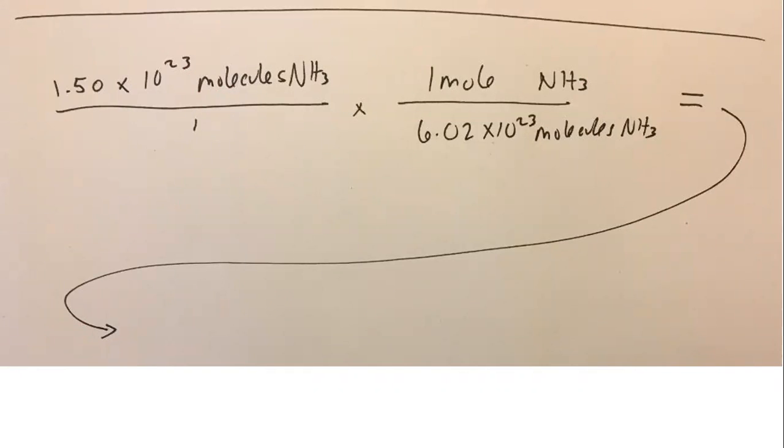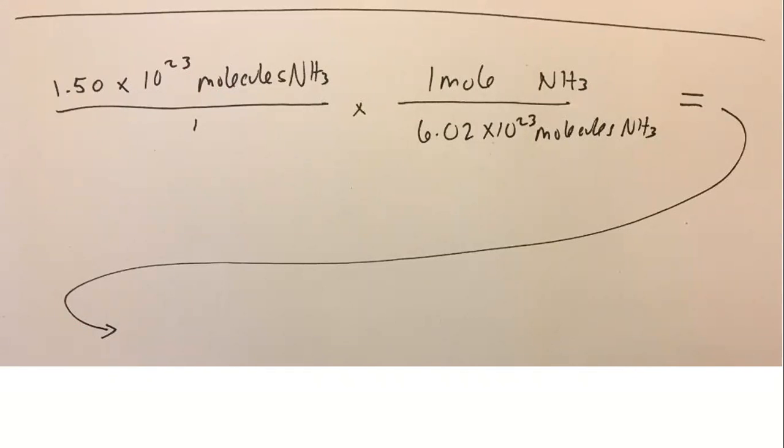We have 1.50 times 10 to the 23rd molecules of ammonia. How many moles is that? We're going to go from particle island to mole island. We're going to convert from number of molecules to number of moles. The toll, or the conversion factor, is 1 mole of anything. In this case, it's ammonia. 1 mole of ammonia equals Avogadro's number of molecules. Since we start with molecules in the numerator, we're going to put the molecules in the denominator.